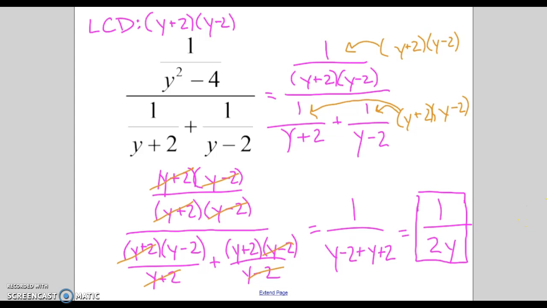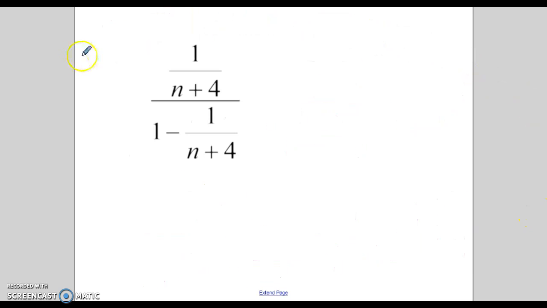Alright, let's see how you're doing. You try this one. Go ahead, hit pause, give this a try, and then hit play again when you're ready to check your answer.